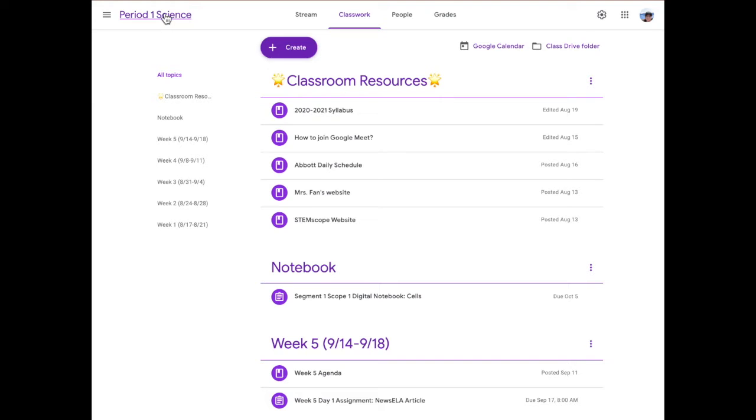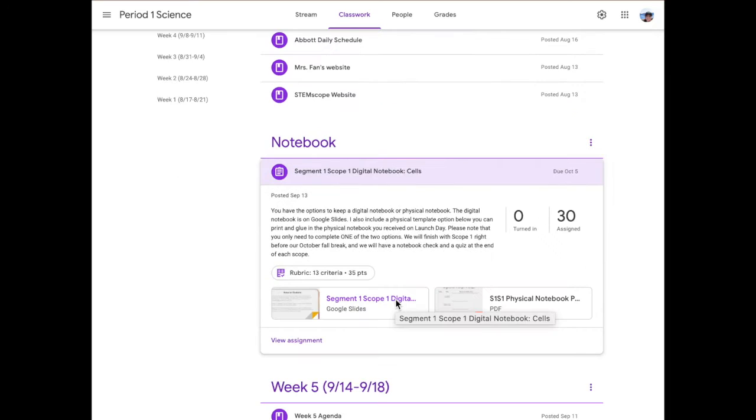After you log into Google Classroom, please go to Classwork, go down to Notebook, Segment 1, Scope 1, Digital Notebook Cells. On the left, you will see the digital notebook that you can type in. Again, it will be in Google Slides. The second one right here on the right is a PDF file. This is a physical template that you can print out and glue in the physical notebook that you receive on launch day.